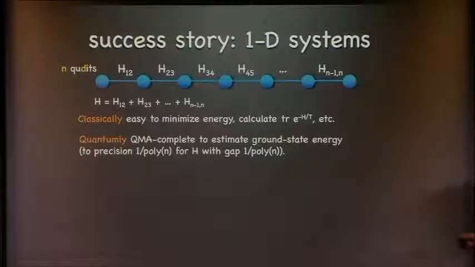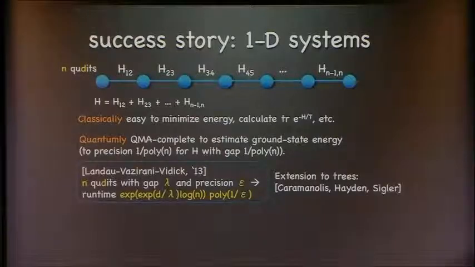Quantumly, of course, it's QMA complete to estimate the ground state energy if you demand 1 over polynomial precision. But in a breakthrough result, or I guess series of results, it was found that if you have a spectral gap which is not too big, not too small, and you don't demand precision that's too small, then you can solve this in a reasonable amount of time. In some cases, polynomial amount of time.